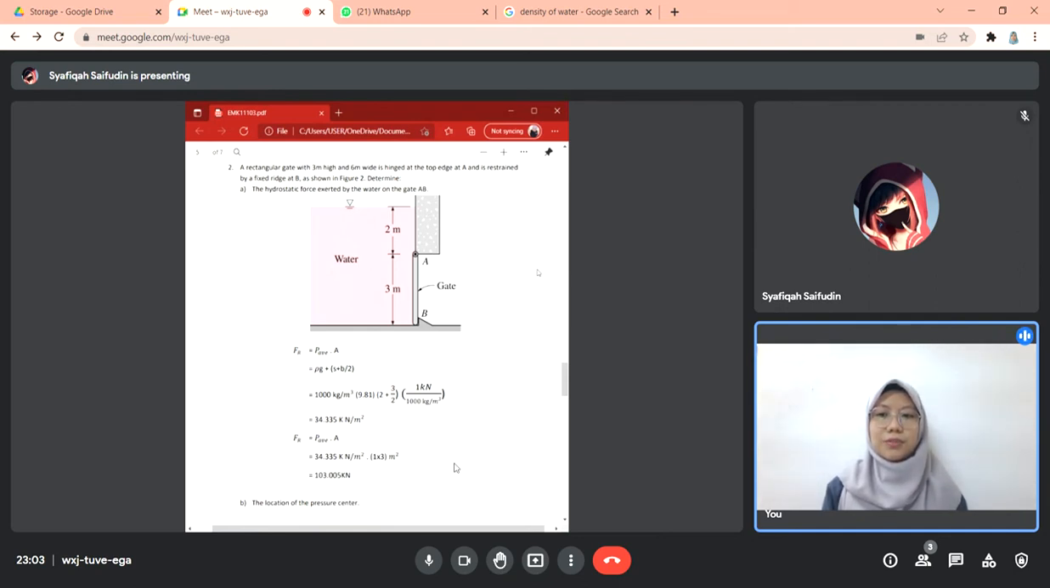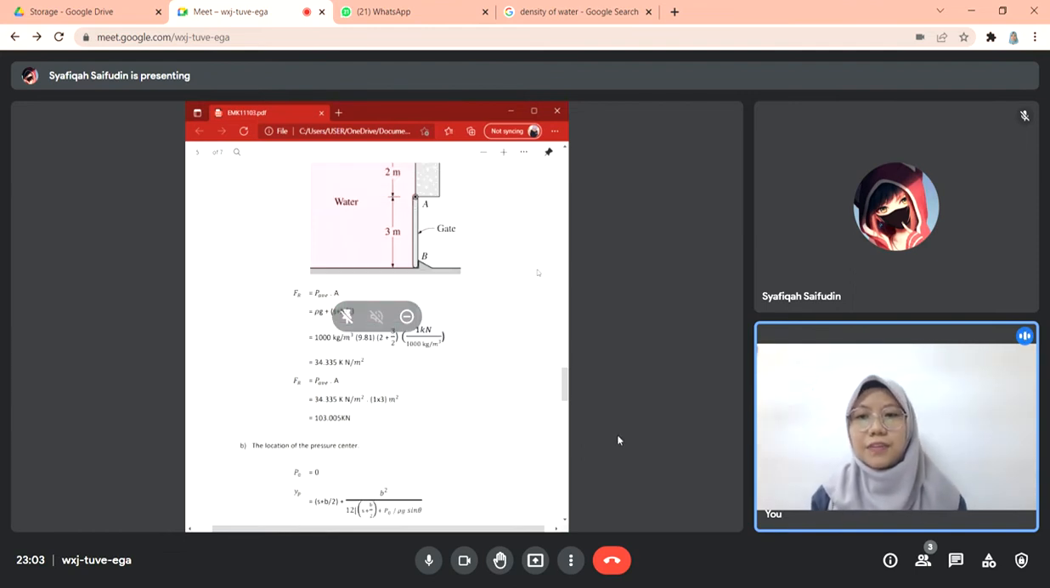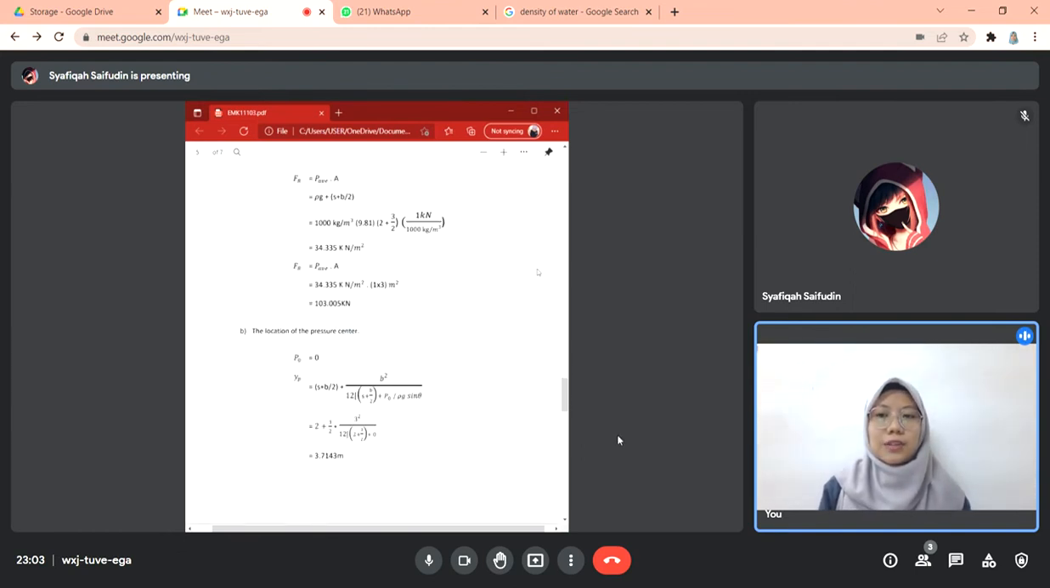So next I find the total force for hydrostatic, which is P average. Then I multiply with the area. Area is 1 times 3 meter square. So the answer is 103.005 kilonewton. Next is the location of the pressure center.